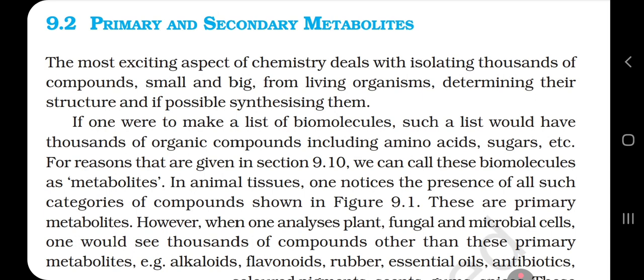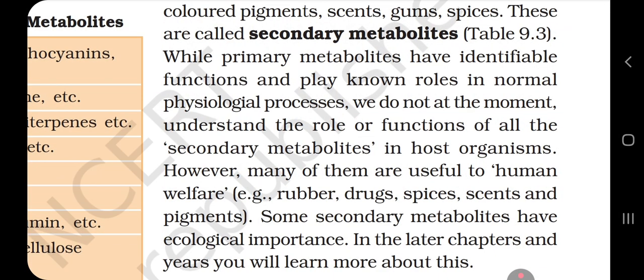In animal tissues, one notices the presence of all such categories of compounds shown in figure 9.1. These are primary metabolites. However, when one analyzes plant, fungal and microbial cells, one would see thousands of compounds other than these primary metabolites. Examples: alkaloids, flavonoids, rubber, essential oils, antibiotics, color pigments, scents, gums, spices. These are all called secondary metabolites, table 9.3.